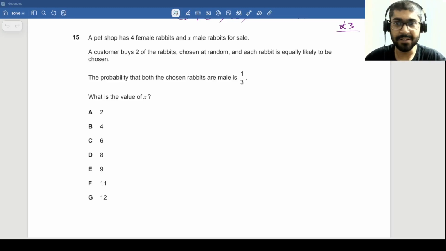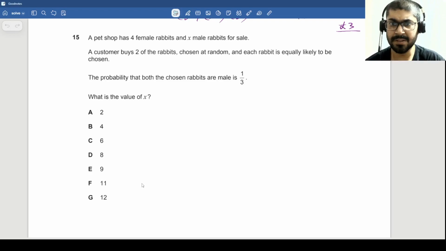We're at question 15. This is the question on probability. It says that a pet shop has 4 female rabbits and X male rabbits for sale. So the total number of rabbits will be 4 plus X. A customer buys 2 of the rabbits, and each rabbit is equally likely to be chosen. Of course, maybe they blindfolded the customer or something. The probability that the chosen rabbits are both male is 1/3. So what is the value of X?